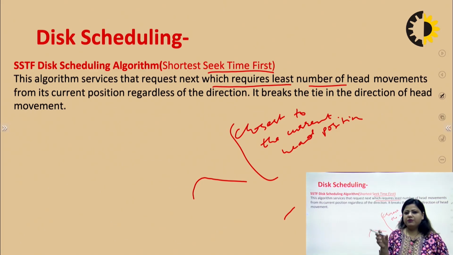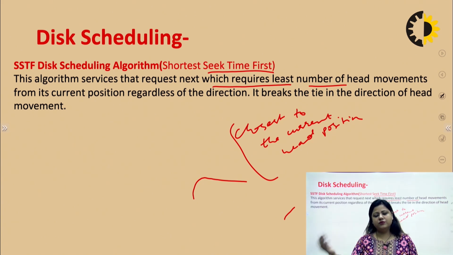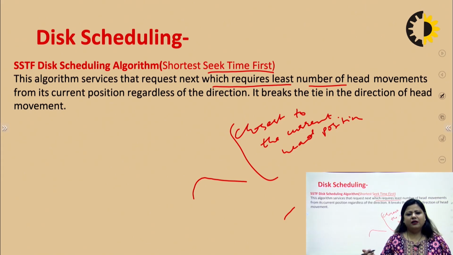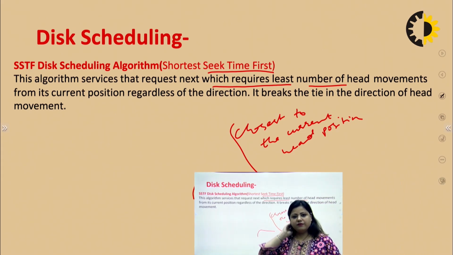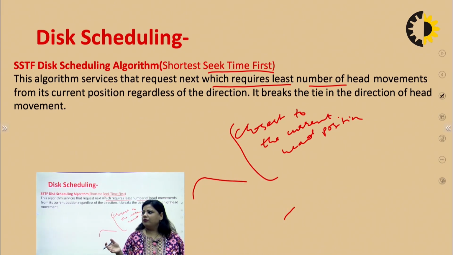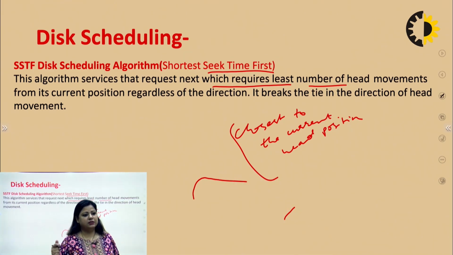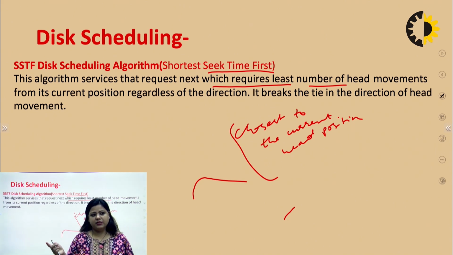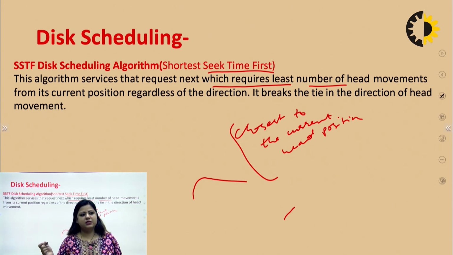Whatever the minimum distance required in the head movement, it moves towards the request which is closest to the current head position. It works on the basis of shortest job first, and it is easier than FCFS. So there is an advantage of SSTF, that it is easier in comparison to first come first serve. But there is also a drawback in SSTF, that it may cause starvation. And the drawback of FCFS is high seek time.